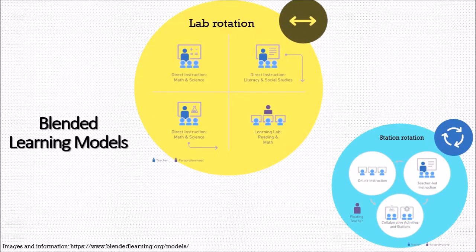The lab rotation model, like a station rotation, allows students to rotate through stations on a fixed schedule. However, in this case, online learning occurs in a dedicated computer lab. This model allows for a flexible scheduling arrangement with teachers and other paraprofessionals and enables schools to make use of existing computer labs.